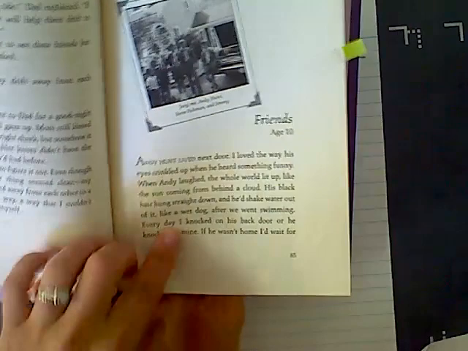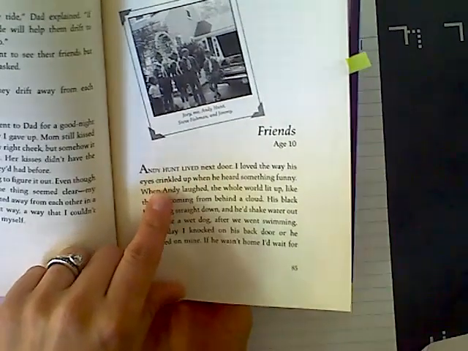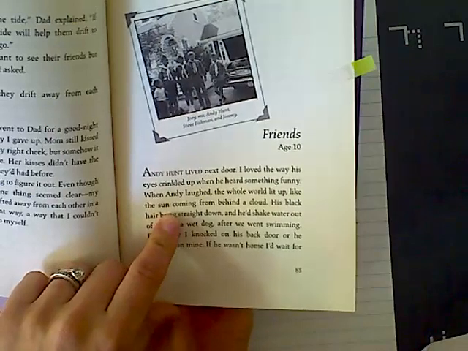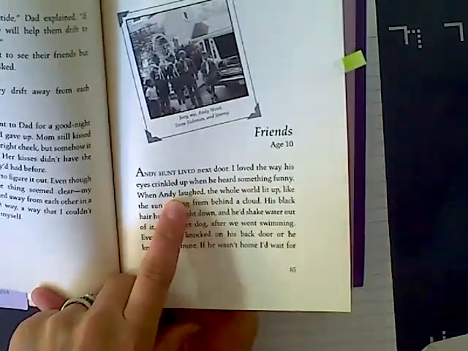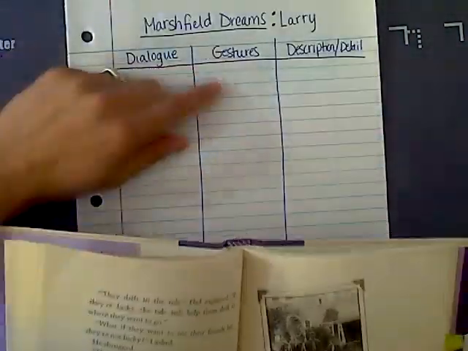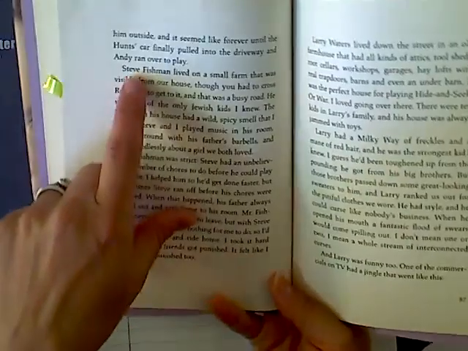Already I noticed in the very first chapter, Ralph Fletcher, our author, described Andy Hunt, and he gave us this really great simile of how Andy laughed, but I am paying attention to Larry. If I was paying attention to Andy and how he laughed, I might have put that under gestures or description and detail, but I'm still only paying attention to the character Larry. So let's keep going. We're on page 86.